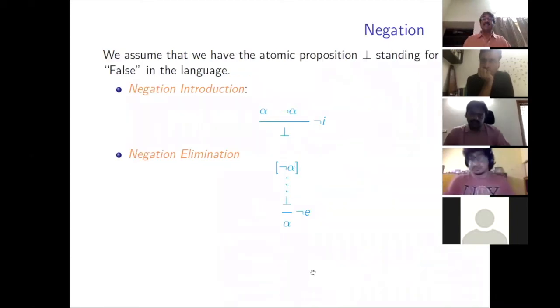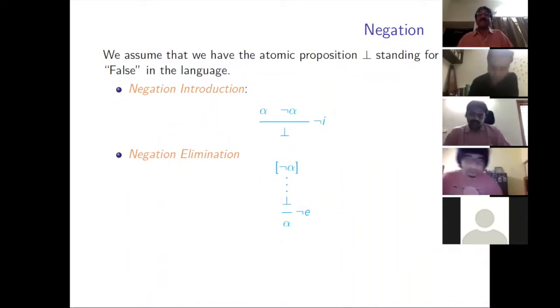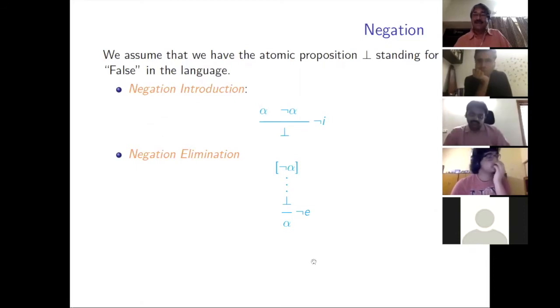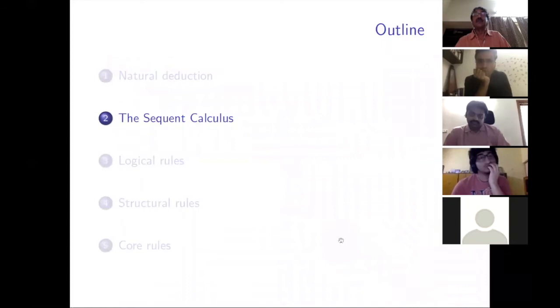For negation, as I said, I introduced this rule. But if you see the literature, there are different forms of negation introduction. Rightfully, this should be called false introduction and false elimination. From a contradiction, you derive false, and assuming not alpha, you have derived false from that. But as I said, there are different versions of treating negation. So today I'm going to.